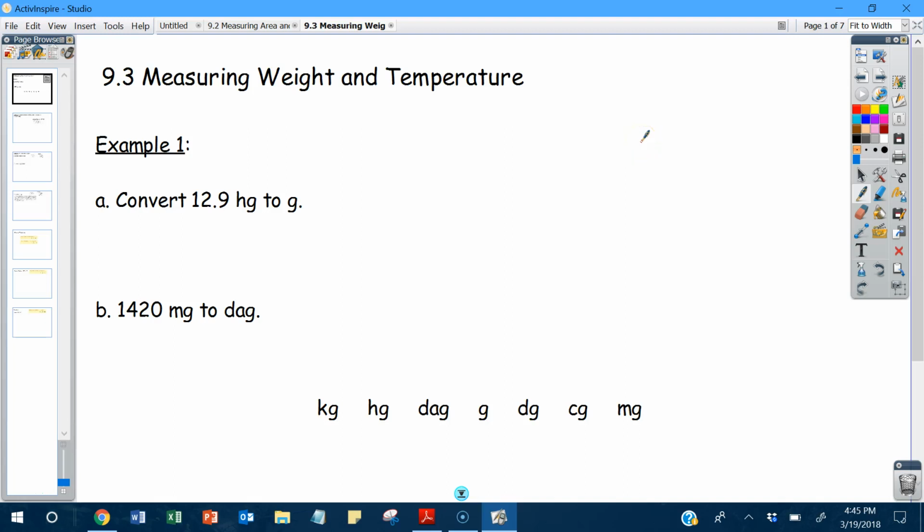This is Daniel Coosbury, and in this lecture we're going to be looking at weight and temperature. So we'll start with weight, and the weight you'll find is going to work very similarly to how we did problems with length and problems with volume.